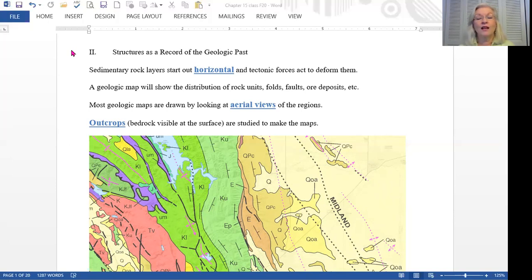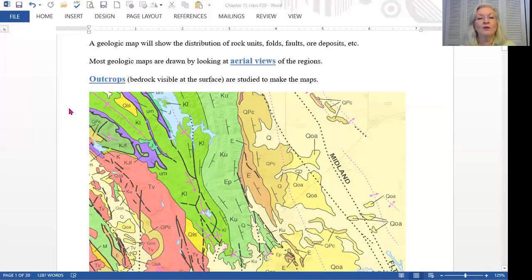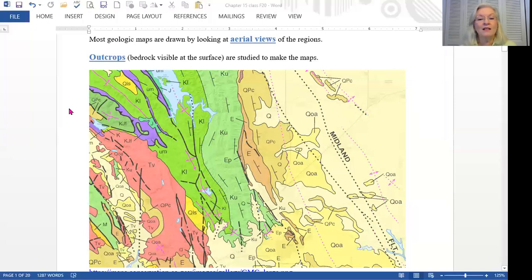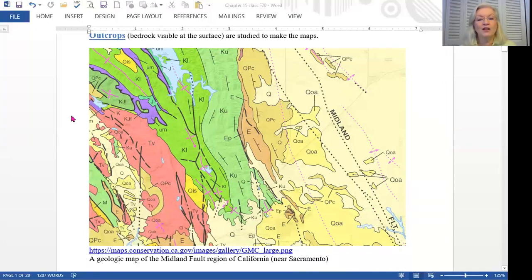The computer and satellite imagery has enhanced this process and made it just amazing. So outcrops are rocks that are visible at the surface, and we do look at those to make the maps. This is a section of a geologic map for the state of California.